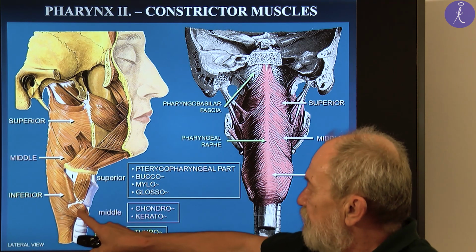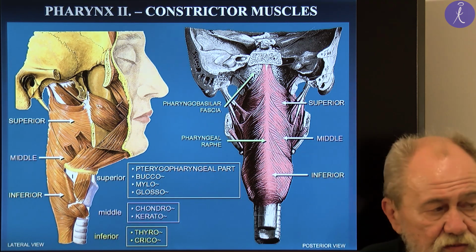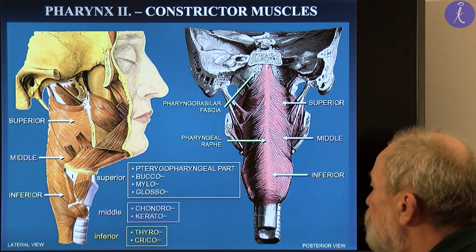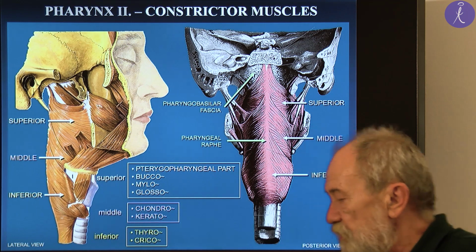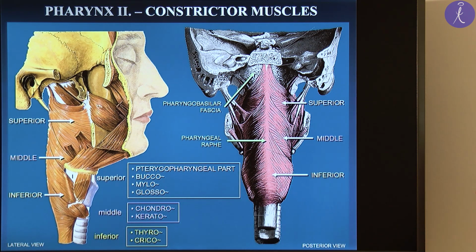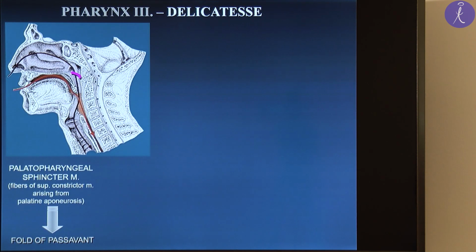And the next is the cricoid. Soon you are going to be familiar with the structure of the larynx as well. So the next is cricoid cartilage, therefore this is called the cricopharyngeal part of the inferior constrictor muscle.